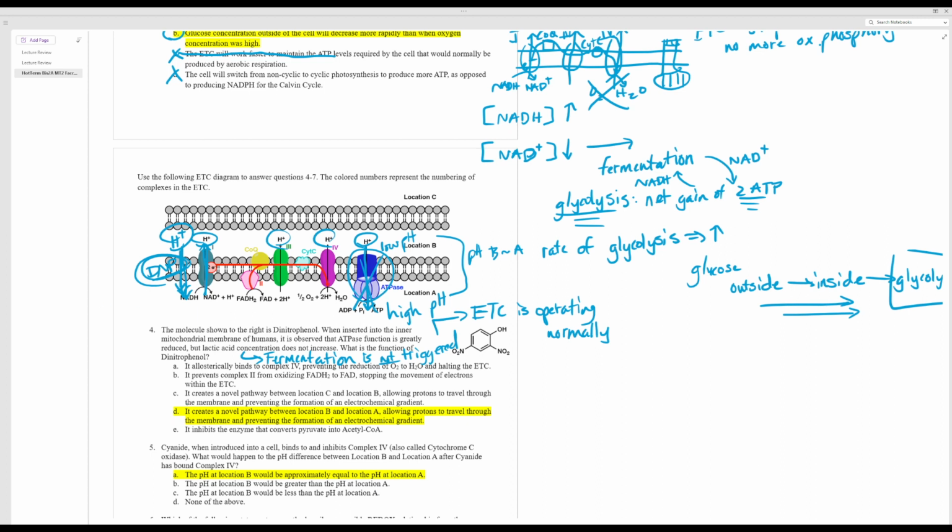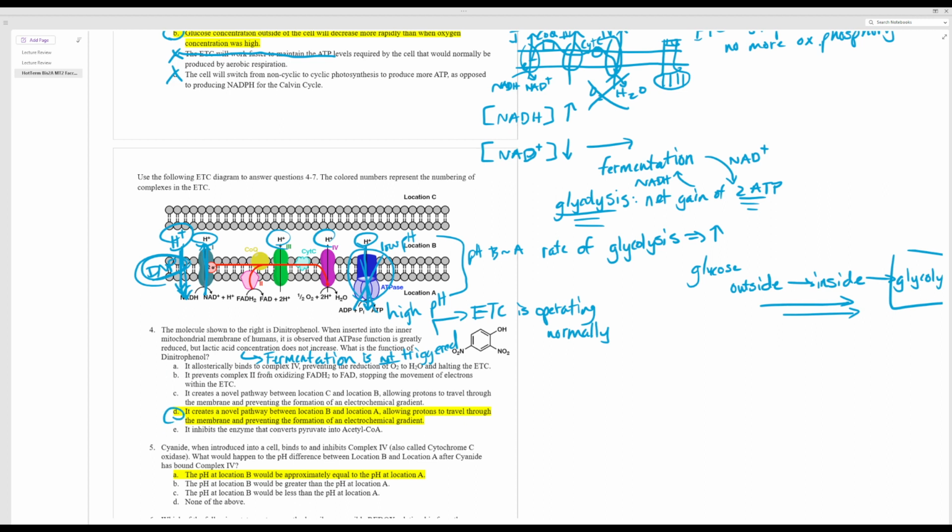Okay. And so the ETC is just fine, right? There's no issues there. It's just that the product of the ETC, this H plus gradient, is getting destroyed by dinitrophenol by allowing the H plus concentrations to equilibrate without ATP synthase's function. So our answer choice is D.